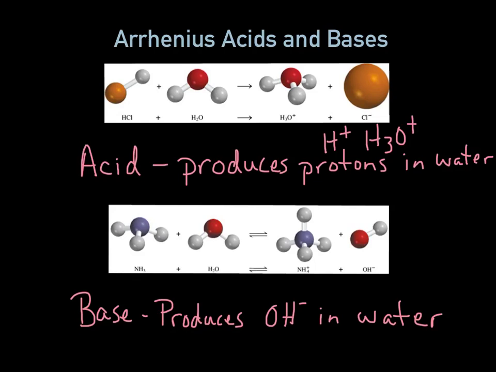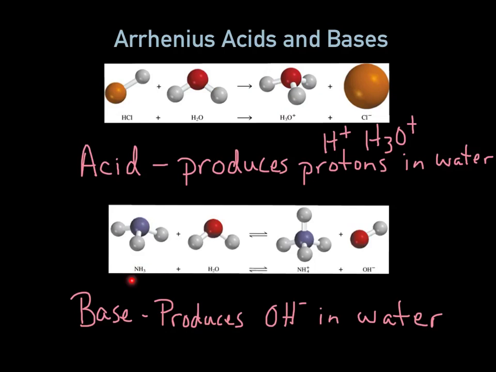If you look at the process here, then you can see that the hydrogen atom and the chlorine atom broke apart. This is a before picture, this is an after picture. The chloride is all by itself here on the end, and then the hydrogen joined up with this water to make the hydronium ion. An Arrhenius base produces hydroxide ions in water.